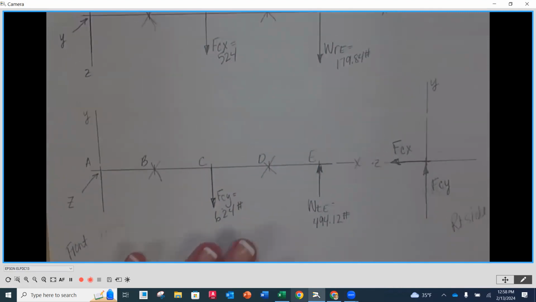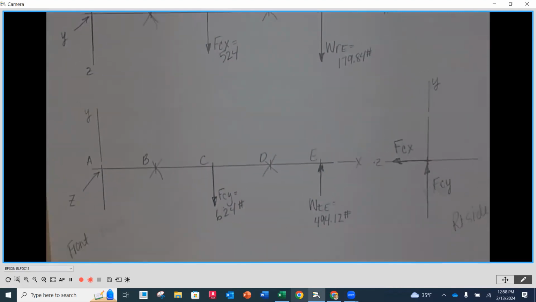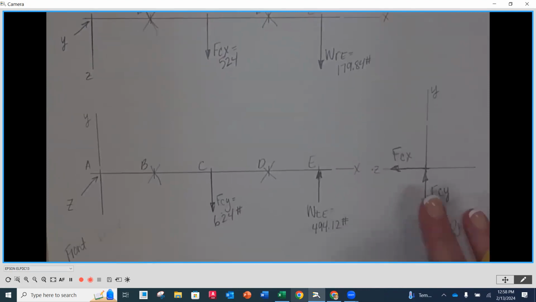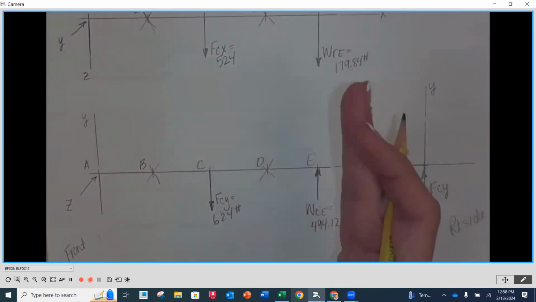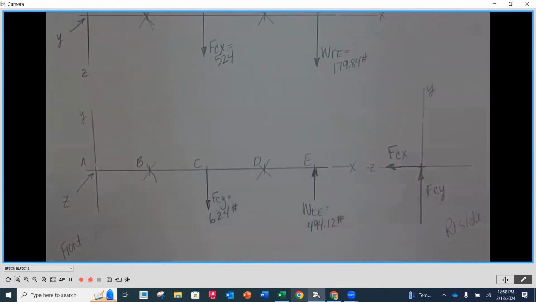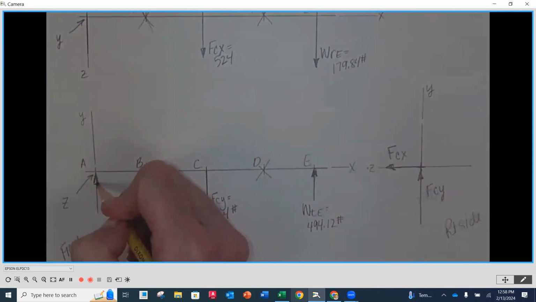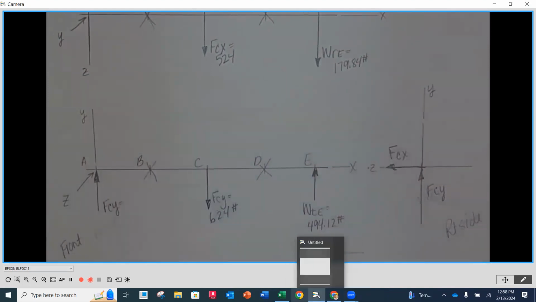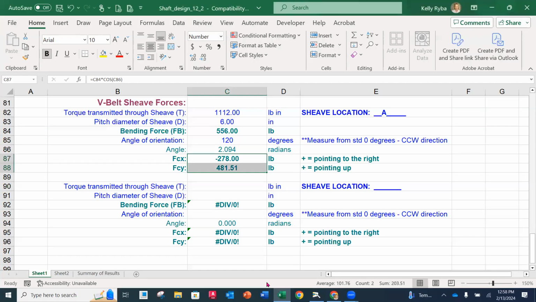So in the front view, is my arrowhead pointing up or down at A? Front view. This one here is consistent. When I look at the front view, it's always going to be in that same orientation. So in the front view, this is still going to go up, and this is going to be FCY. And that number was, what was it? 481.5.